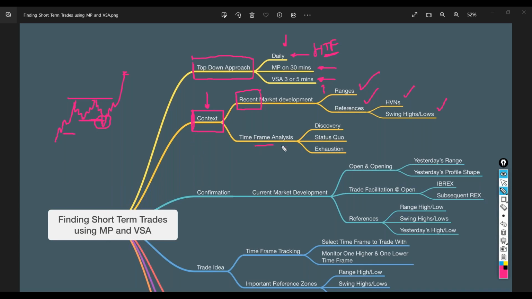Then we come to time frame analysis. What we did here: higher time frame, lower time frame, and let's say your time frame. This is nothing but time frame analysis, right? So I wanted to show you the sequence in which I move.